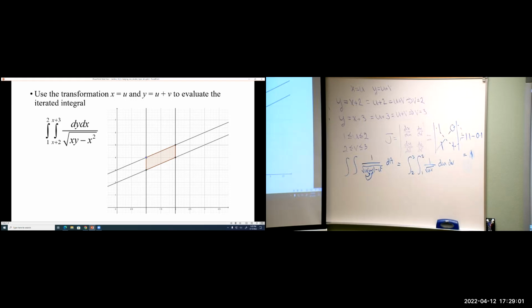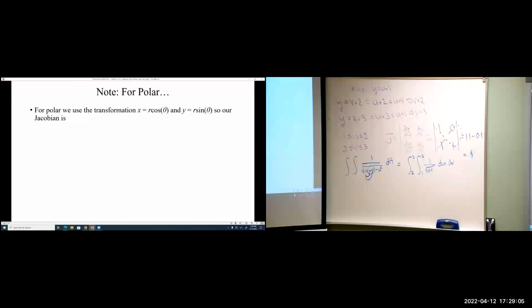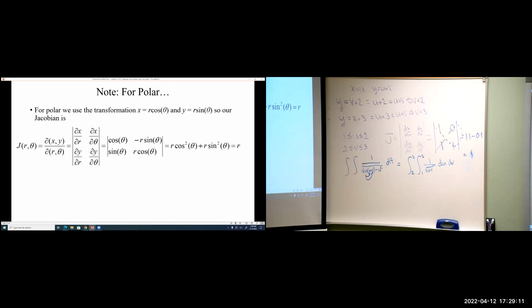Last thing I'll mention about this section. Well, first off, we're not going to do that example. You saw this in the video. If you do this with polar, you get r, and that's where that r comes from when we convert from rectangular to polar.